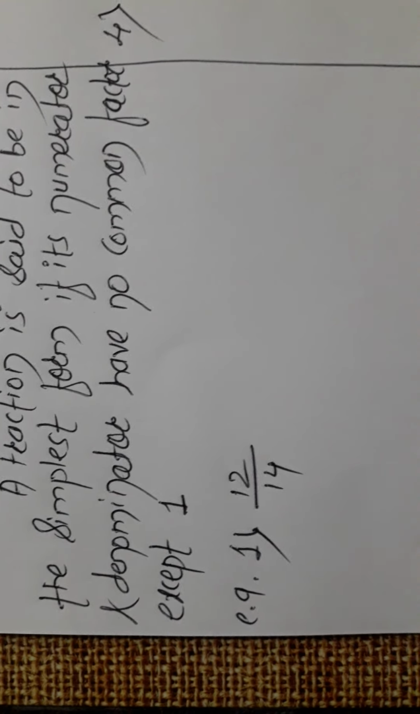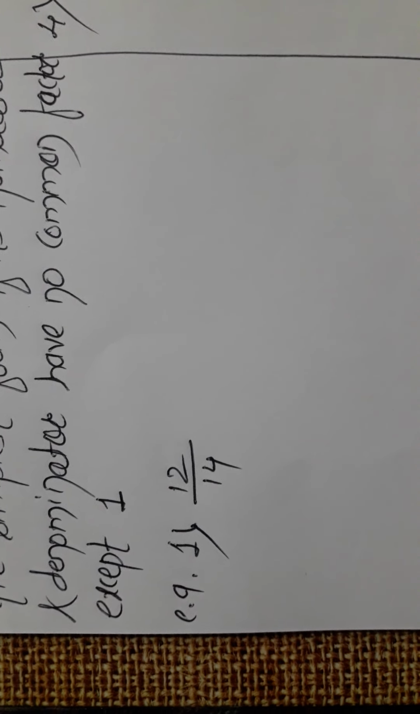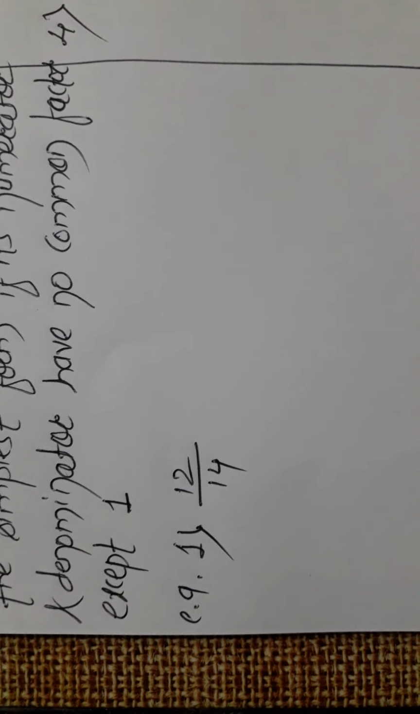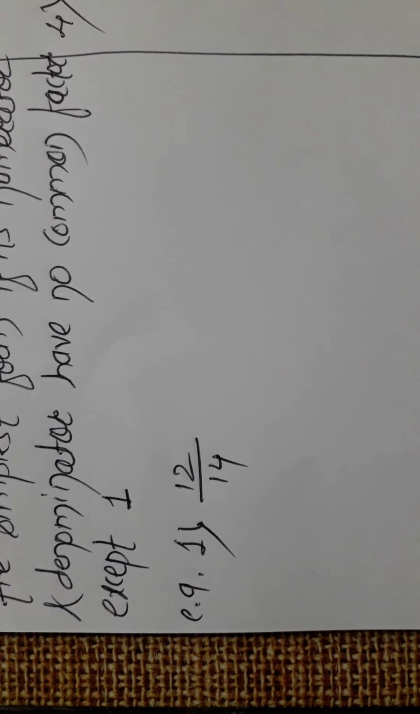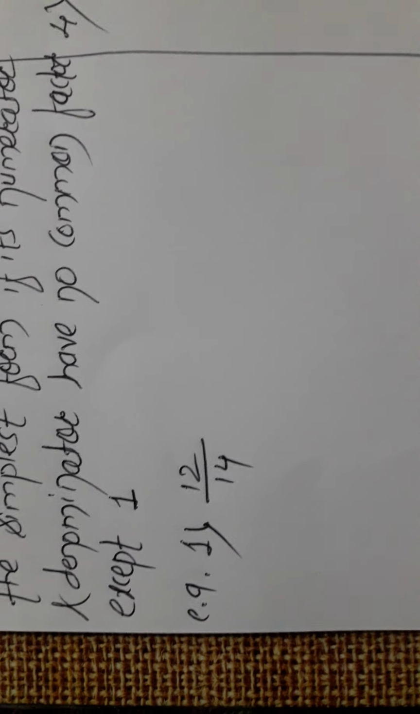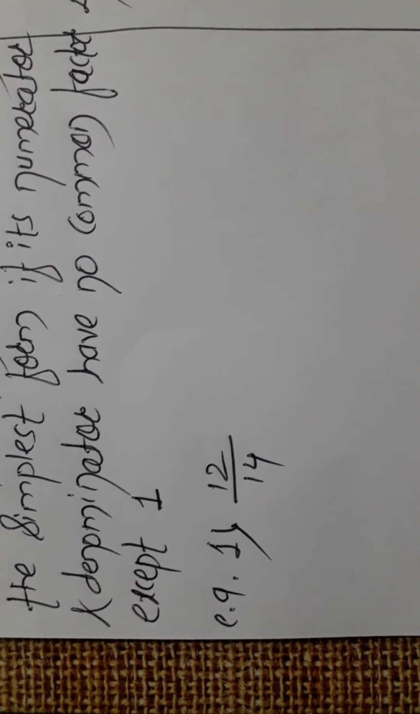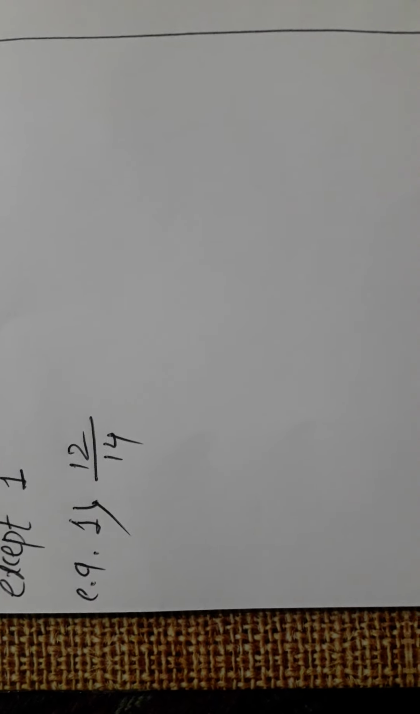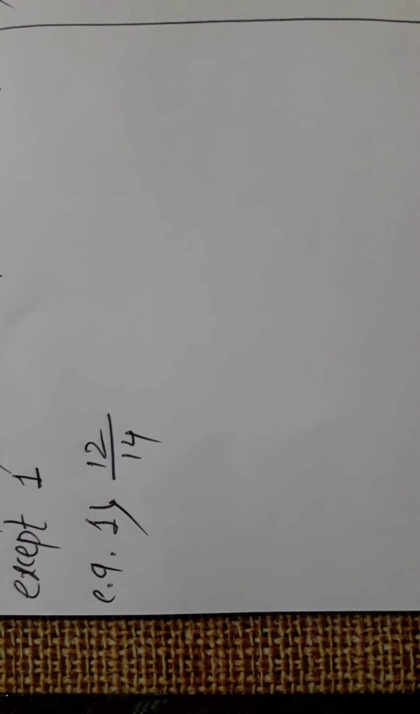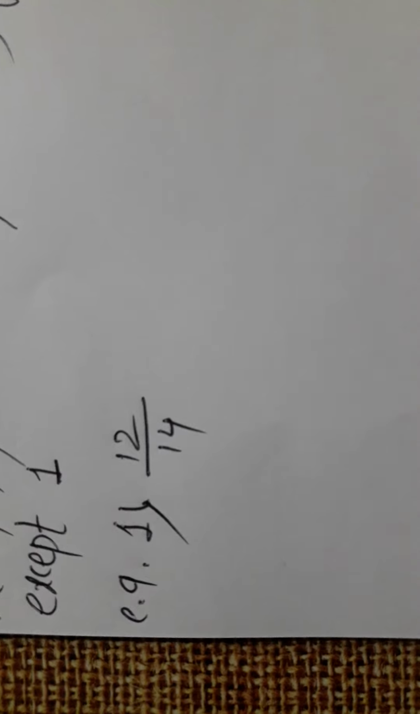Means when we are finding the simplest form and we say the simplest form of the given fraction is this one, then the numerator and denominator of that respective fraction, means the answer, should not have a common factor except 1. Then and only then can we say that the fraction we got is the simplest form of the given fraction.